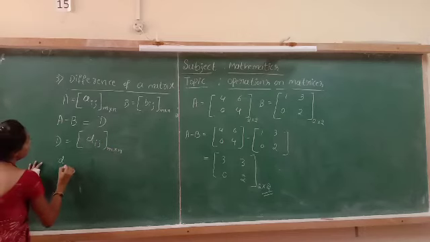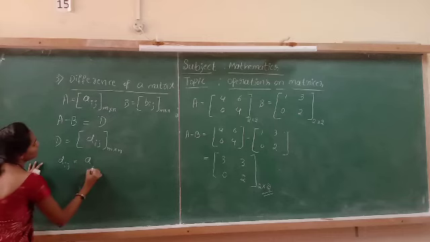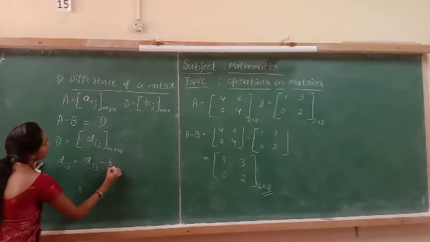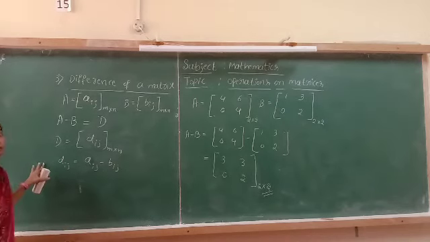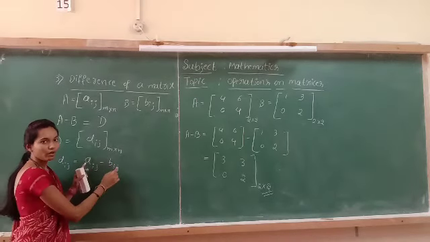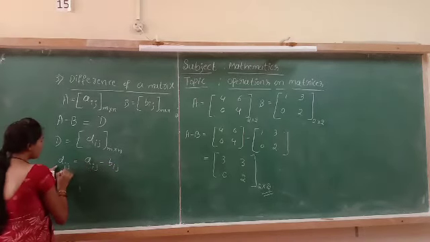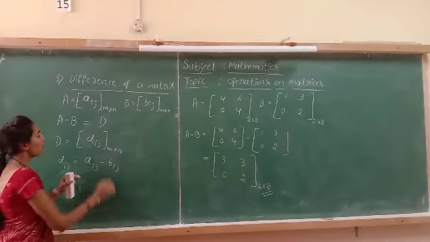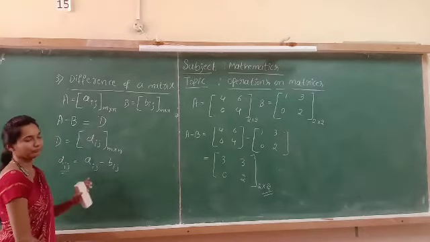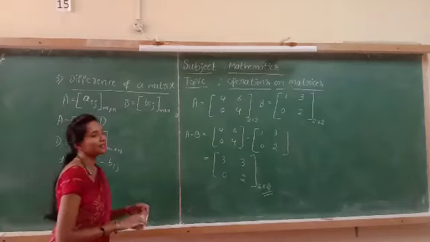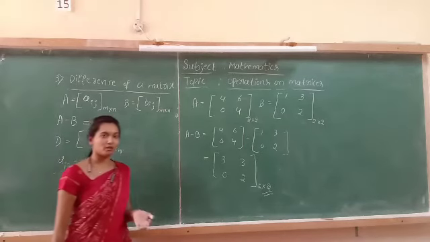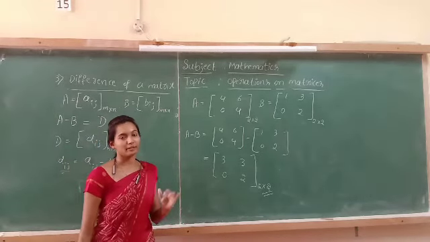So where D_ij is nothing but A_ij minus B_ij. Subtraction of these two elements gives another matrix, that is D_ij, of the order m cross n. Then this is about the addition, subtraction and multiplication of a matrix by a scalar.